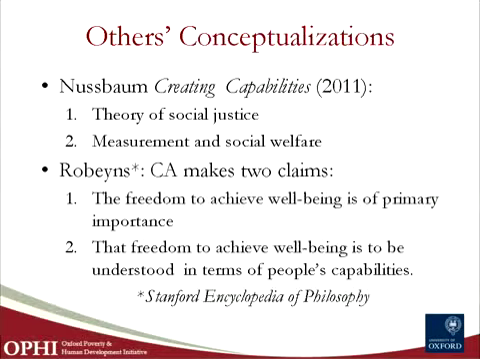But she very usefully clarifies in her style that the capability approach makes two claims which can be independently assessed. The first is that the freedom to achieve well-being is of primary moral importance. And the second is that that freedom to achieve well-being is best understood in terms of people's capabilities. And so her work has built on that. She also has other points of departure.